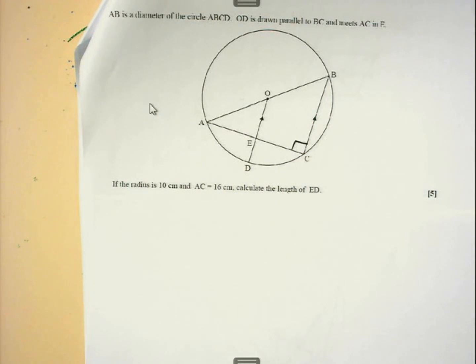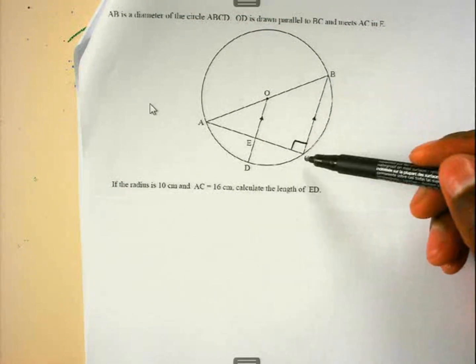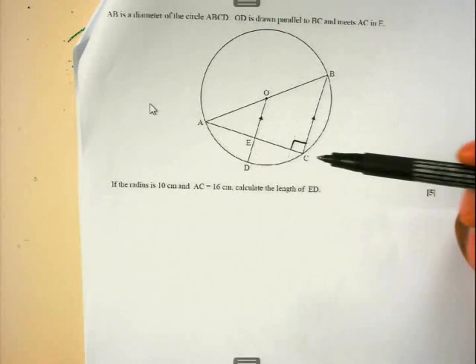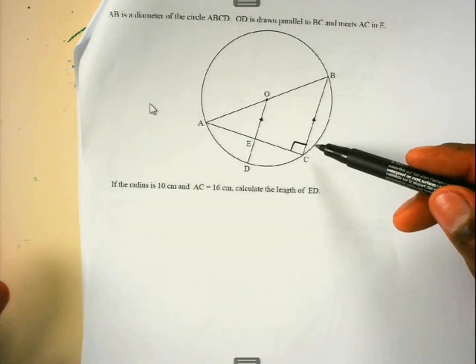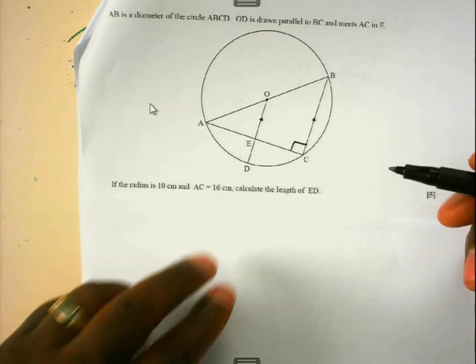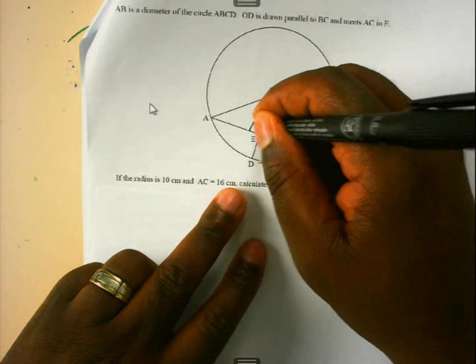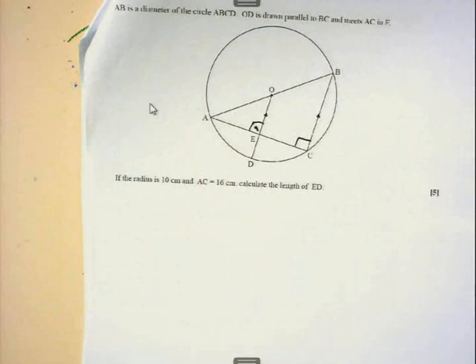OD is drawn parallel to BC. Look at OD. It is drawn parallel to BC. And if OD is parallel to BC, the corresponding angles will then be equal. We cannot talk of alternate angles here, but we can talk of corresponding angles. Therefore, immediately you mark here 90 degrees. You can mark this angle E1 to be equal to 90 degrees, because E1 corresponds with C.